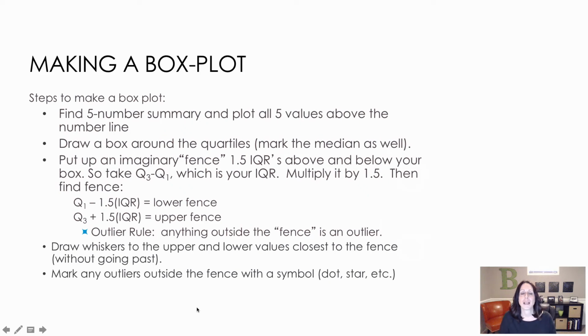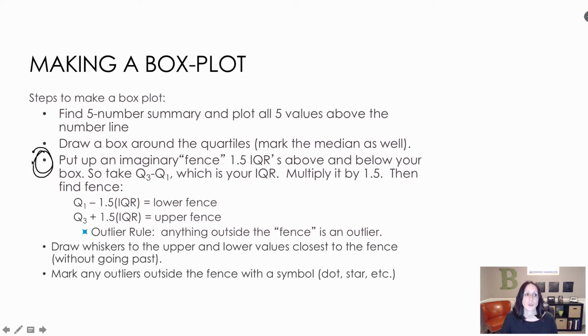Well, let's actually make a box plot out of those values so that we can kind of understand what a box plot will tell us. So the first thing we have to do is find the 5-number summary. And we're going to plot all of those values above the number line. So we're just going to put dots above the number line that have those values. And we're going to do one of these together. Then we're going to draw a box around those quartiles and the median. And then we're going to do a fence.